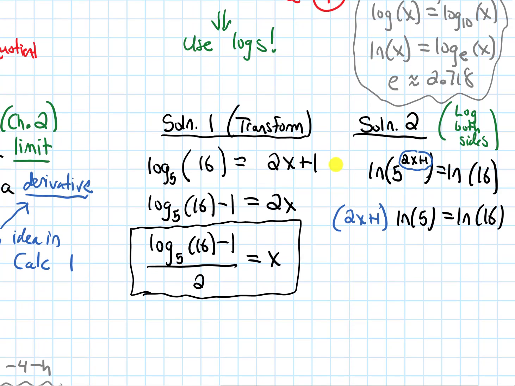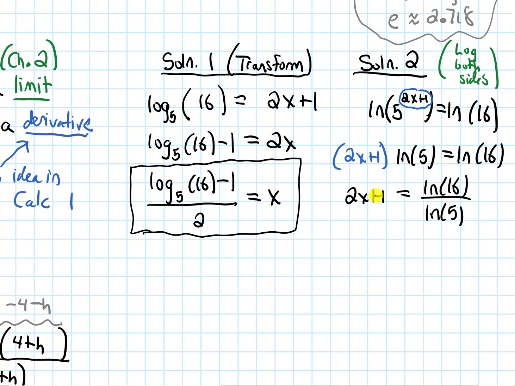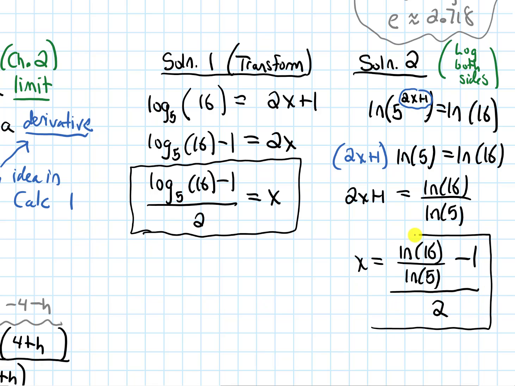And now let's divide by ln of 5. So 2x plus 1, let's not put the parentheses once I divide, equals ln of 16 over ln of 5. And now I'm going to do two things. I'm going to subtract 1 and divide by 2. That'll give me x equals ln of 16 over ln of 5, subtract the 1 and divide by 2. And that is our answer.